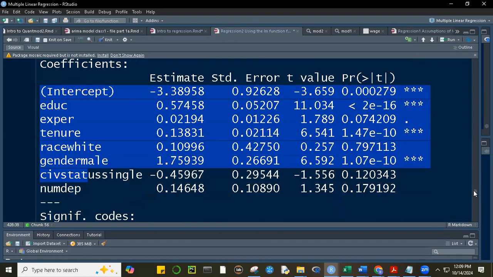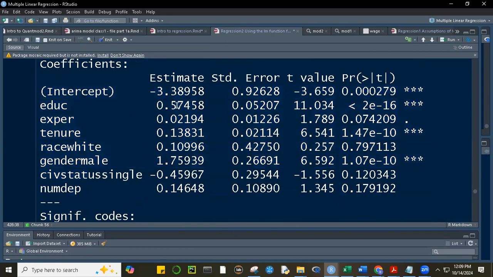Okay. What's the meaning of this? Education muna, no? 0.57. We didn't discuss this kanina sa simple kasi sabi natin, magfo-focus tayo sa multiple, no? 0.57, tapos may standard error tayo dito, tapos may t-value tayo, tapos may p-value tayo. So, ang goal natin, class, is for us to be able to understand each of this.